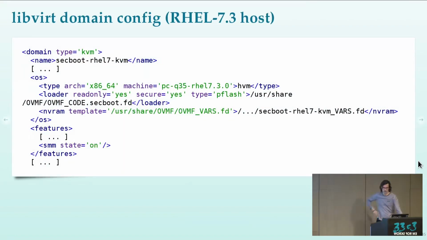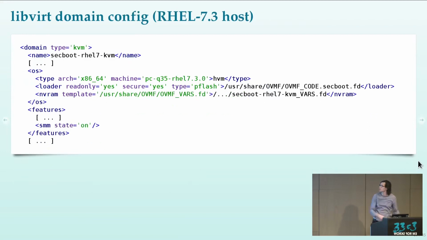And then this is how the libvirt configuration looks like. You need the Q35 machine type right here. If you don't want the default firmware, which is SeaBIOS, you have to specify this loader tag, which is called loader for historical reasons, dating back to Xen times. You say read-only because this is for the code. That's read-only. Secure yes is for the variable store.